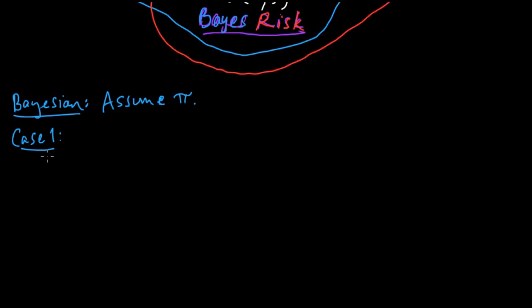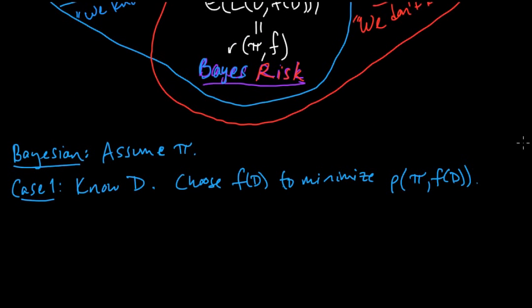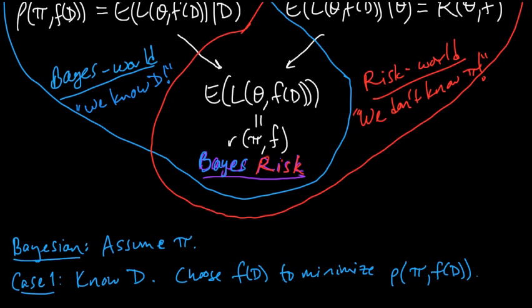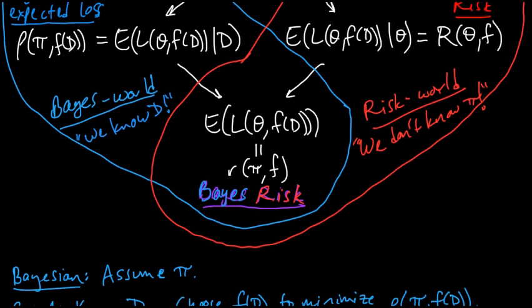Case 1. The first case is you know D. You know the data. You get to observe it, and then you have to choose your decision procedure, and so you should choose F of D. You only have to choose it at the value D to minimize the Bayesian expected loss at that value using your prior, and so you're minimizing this over the sort of action that you're going to take.